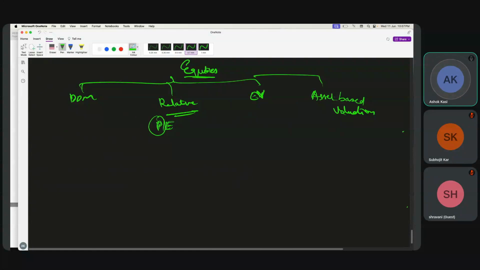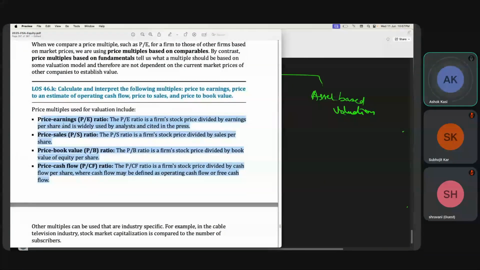So here, instead of price to earning, you can use price to sales, price to book, price to cash flow. So when should we use which one? Normally, price to earning is used for most companies. For any normal manufacturing companies, price to earning is used.